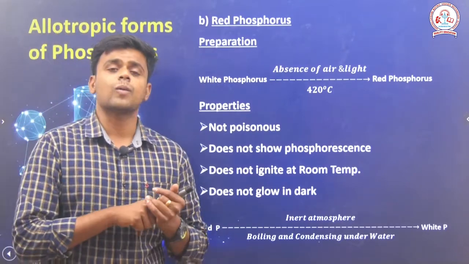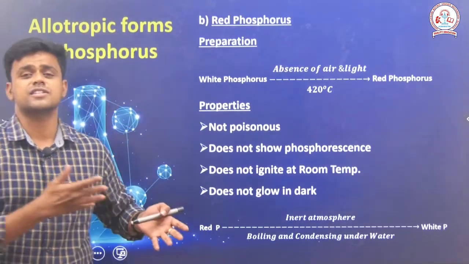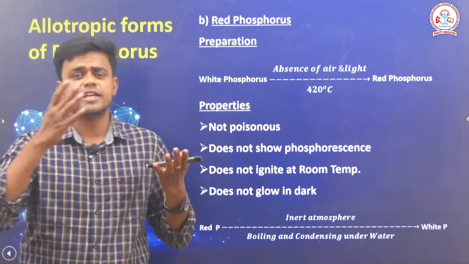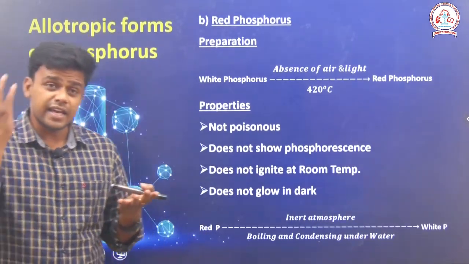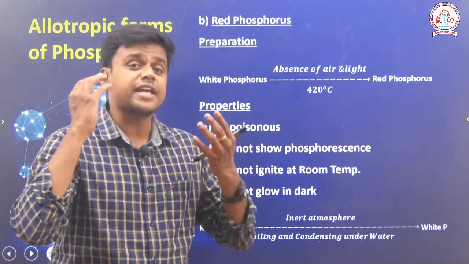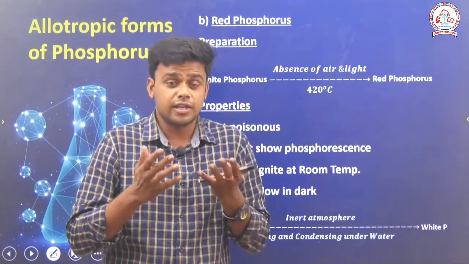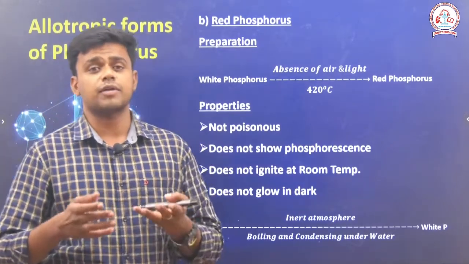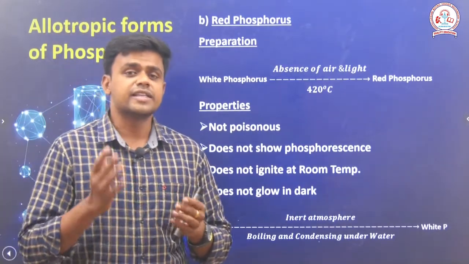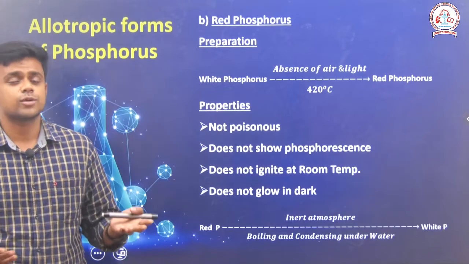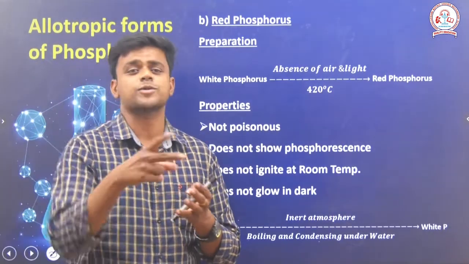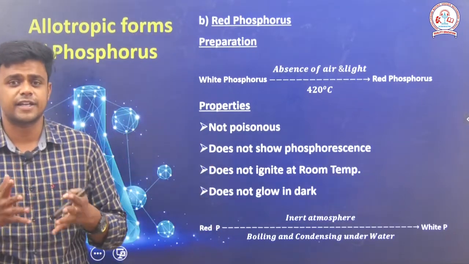As we have seen, the white or yellow phosphorus is poisonous. This red phosphorus is not poisonous. There it shows phosphorescence, here it does not show phosphorescence. There it is capable of igniting at low temperature, at room temperature itself. Here it is not capable of igniting at room temperature. There it glows in dark, here it does not glow in dark. The properties of red phosphorus and white phosphorus are quite opposite to each other. You can look at it directly.